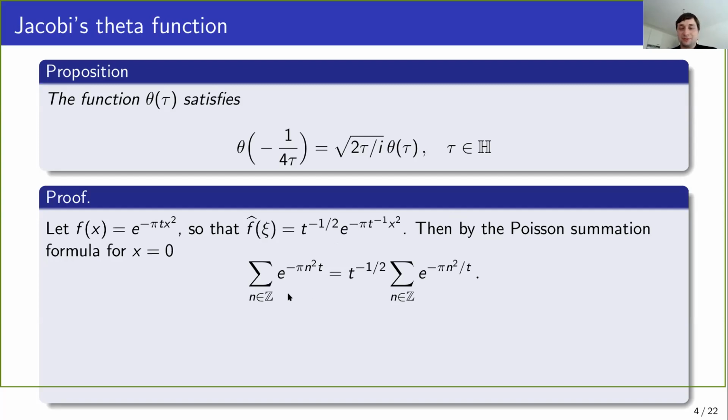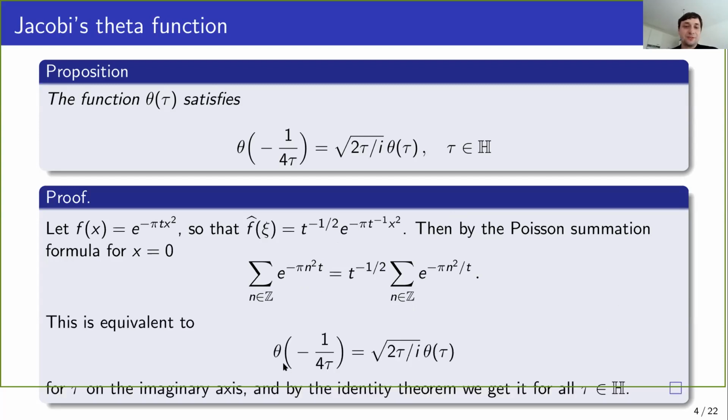Then the formula reads: the sum on the left of Gaussians, the sum of e to the minus pi n squared t, is equal to t to the minus 1/2 times a similar sum, but with parameter 1 over t. So if you change t, rotating it by i, you recover more or less this identity, except you recover it for tau on the imaginary axis. But because these are two complex analytic functions, you know that this is true for all tau in the upper half plane.